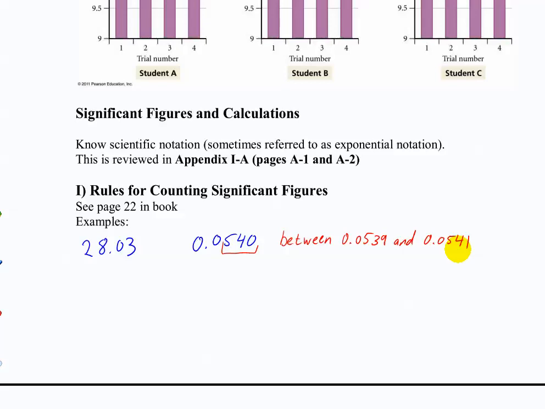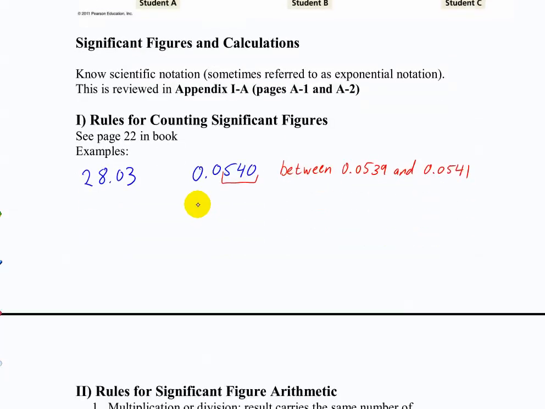Yeah? So the last zero is not a placeholder. That's right, because let's compare that. What's the difference between 0.0540 and 0.054? Thinking in the uncertainty range, 0.054, those are the significant figures, is going to be between 0.053 and 0.055.